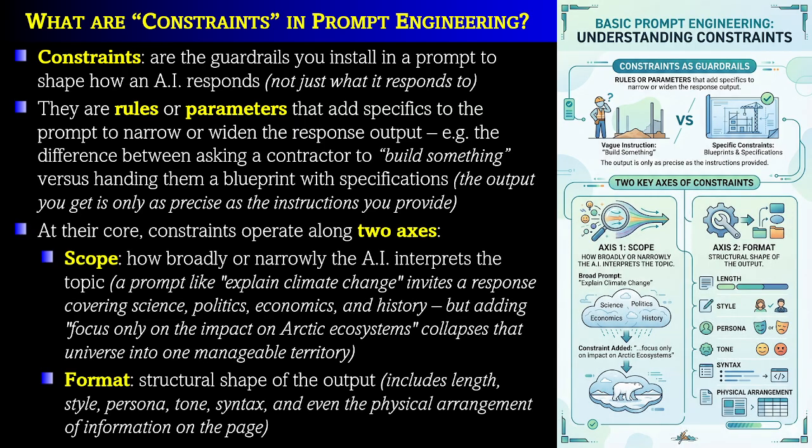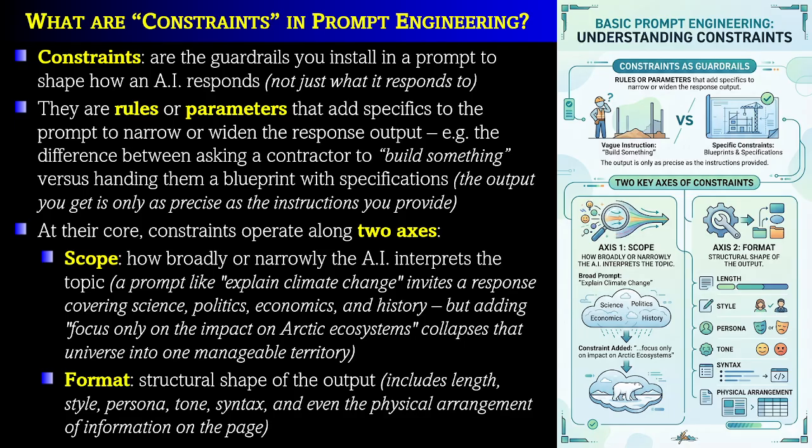At their core, constraints operate on two axes. Scope being the first: how broadly or narrowly the AI interprets the topic. A prompt like "explain climate change" invites a response that covers science and politics and economics and history. But adding "focus only on the impact on Arctic ecosystems" will collapse that scope down, and it brings the universe into one manageable territory rather than opening up that scope to a broader field. So scope narrows it in that way.